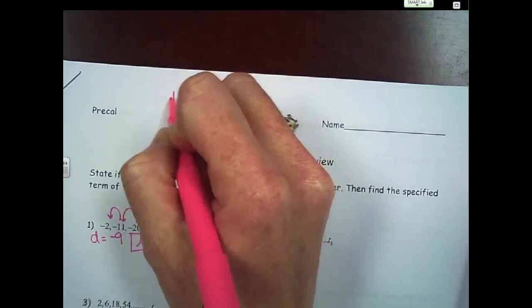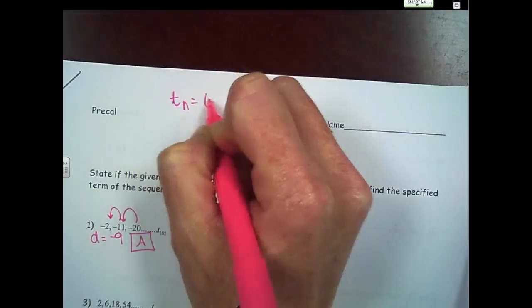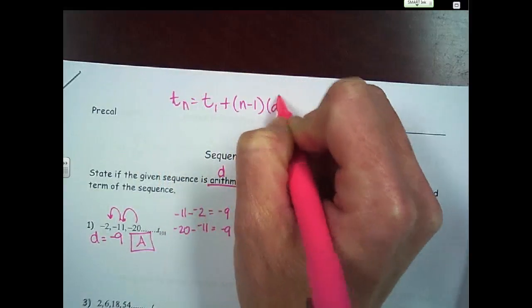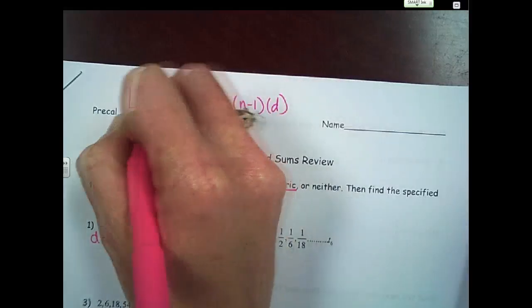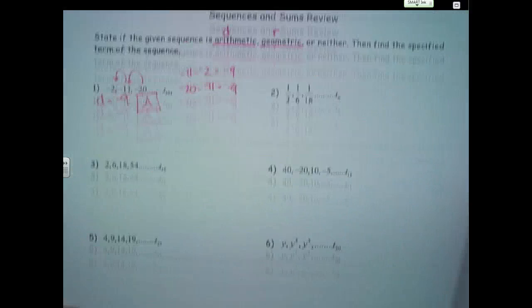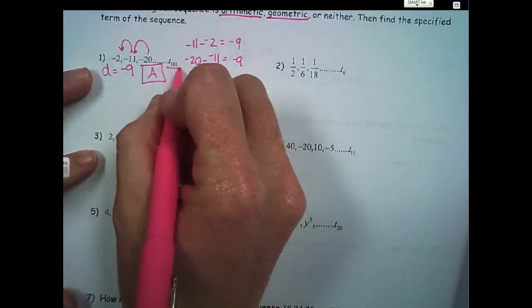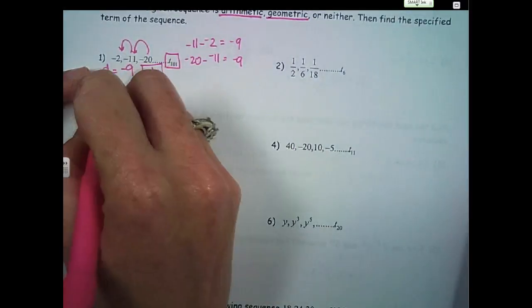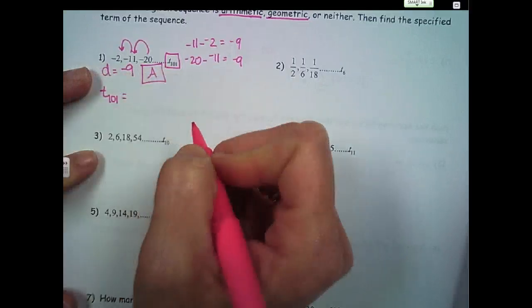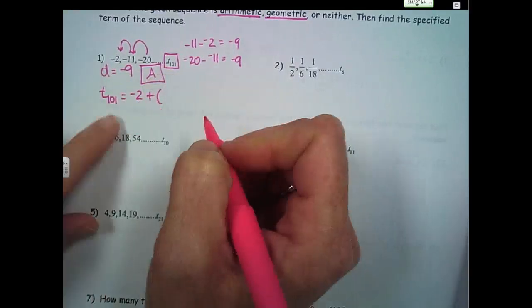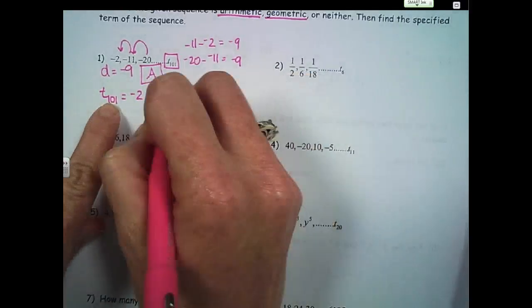You can write this down at the top if you want: T sub n equals T sub 1 plus n minus 1 times d. That's the arithmetic formula. Okay? So we're going to use that formula, and say I'm looking for the 101st term. So T sub 101 is the first term, negative 2, plus n minus 1. Well, in this case, n is 101. I want the 101st term.